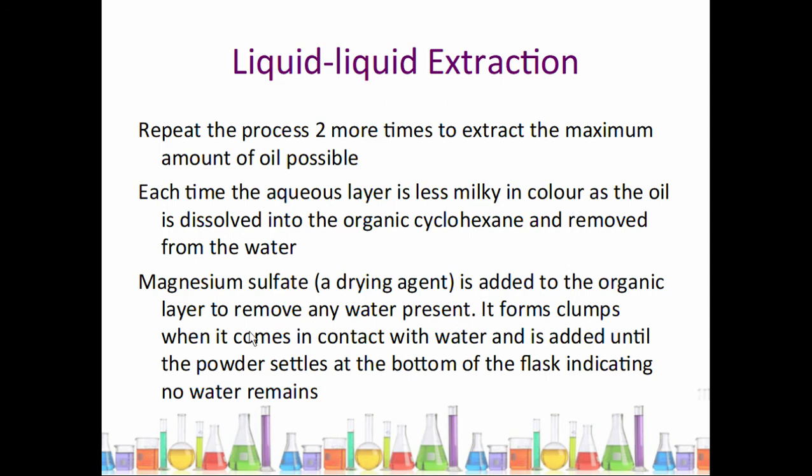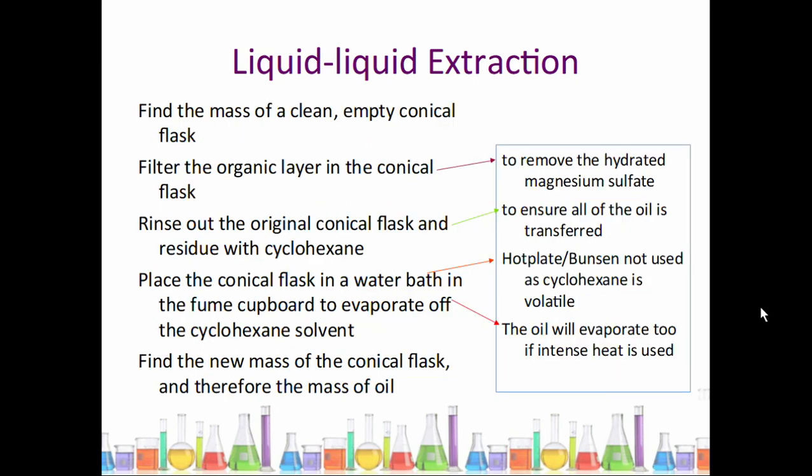In order to get rid of the water, we need a drying agent that we're going to use, which is magnesium sulfate. It will go into the mixture and it will remove any water present by forming clumps with the water. So we add it in small amounts until the powder settles at the bottom of the flask. That will indicate that no water remains. If it doesn't start clumping up, if it just falls straight to the bottom, no water is left.